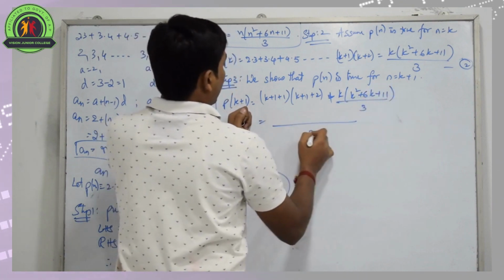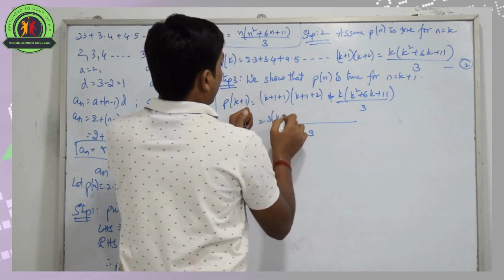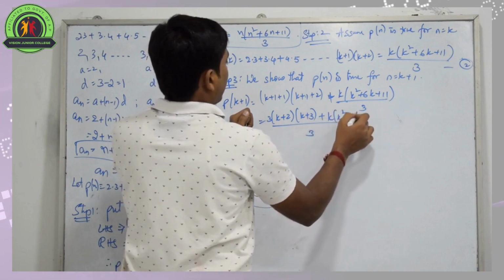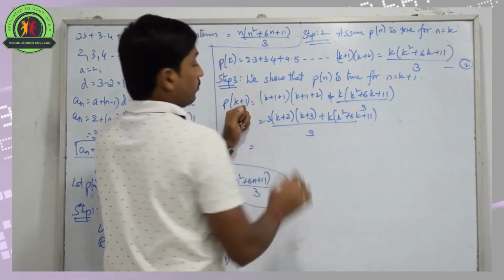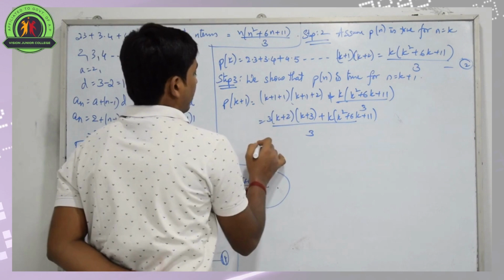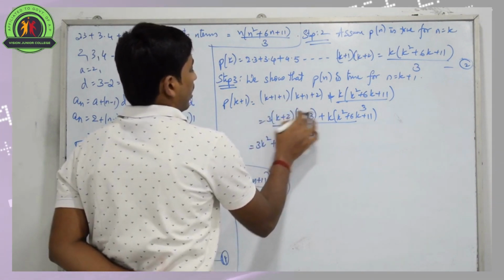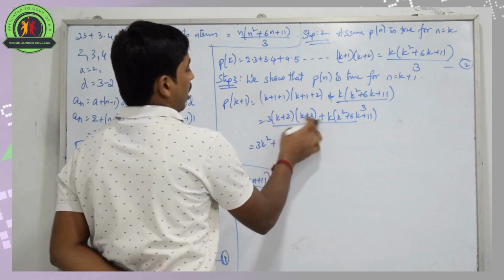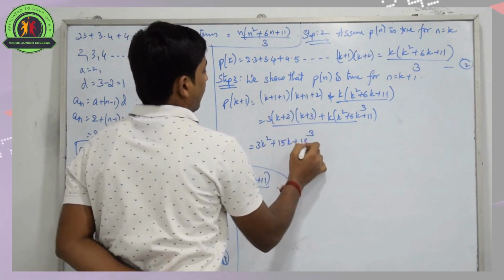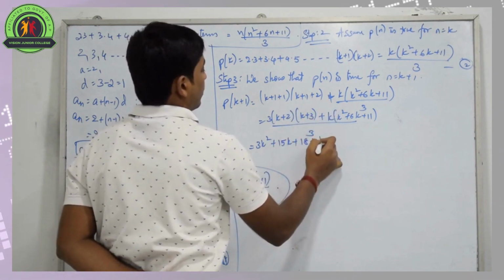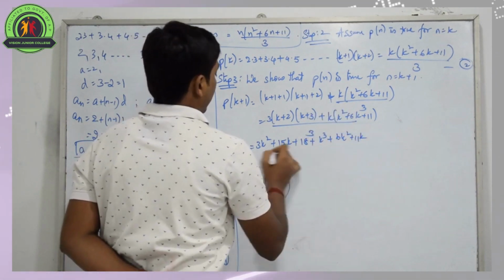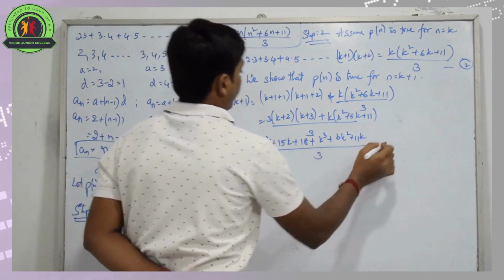Now tell me what is the LCM? 3. Here, 3 into k plus 2 into k plus 3 plus k into k square plus 6k plus 11. Now let us multiply each and every term. What do we get? K into k is k square, 3 into k square is 3k square. K into 3 is 3k plus 2 into k is 2k, 3k plus 2k is 5k. 5 3s are 15k plus 3 2s are 6, 6 3s are 18, plus k into k square is k cube plus 6 into k is 6k square plus 11k, divided by 3.